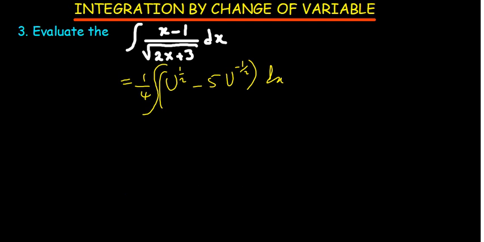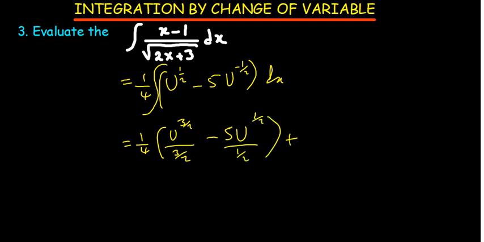From this point now, we can simply integrate. This is going to be 1 over 4. U to the power half plus 1, that will be u to the power 3 over 2. Divided by the same 3 over 2 minus 5. u to the power negative half plus 1, that will be positive half, divided by the same positive half, and simply add a constant c.